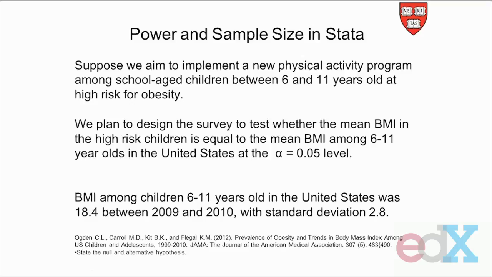So in our example, suppose we aim to implement a new physical activity program among school-age children between 6 and 11 years old at high risk for obesity. And we define children at high risk for obesity as those children who perform less than 2 hours of physical activity per week. So we plan to design the survey to test whether the mean BMI in the high-risk children is equal to the mean BMI among 6 to 11-year-olds in the United States. And from a previous study that was conducted, we know that the BMI among children 6 to 11 years old in the United States was 18.4, and it had a standard deviation of 2.8.